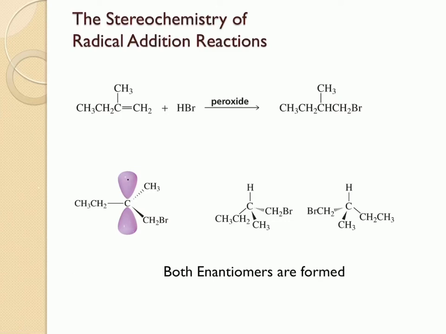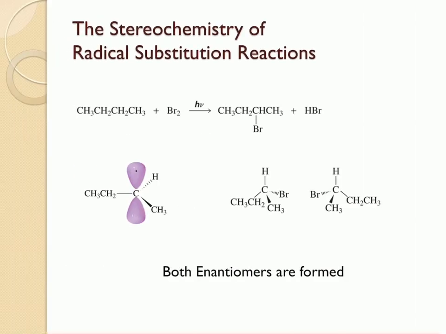The stereochemistry of radical substitution reaction. Here is butane, which undergoes halogenation in the presence of heat or light to give us 2-bromobutane. And this 2-bromobutane has got an asymmetric center, right? Remember, you're starting with a compound which does not have an asymmetric center, and you're ending with a compound which has an asymmetric center.